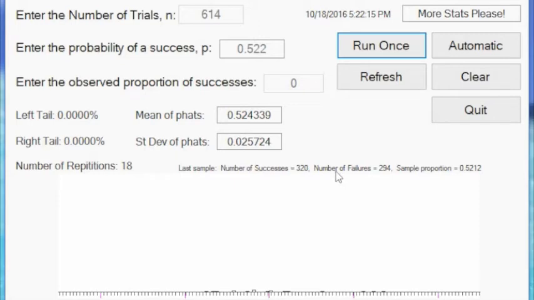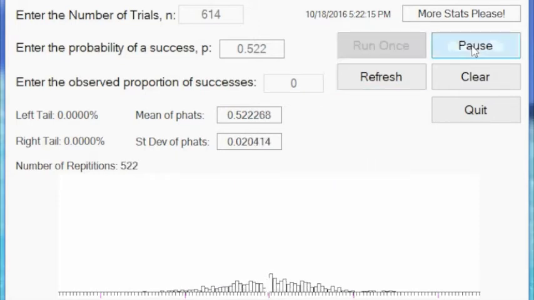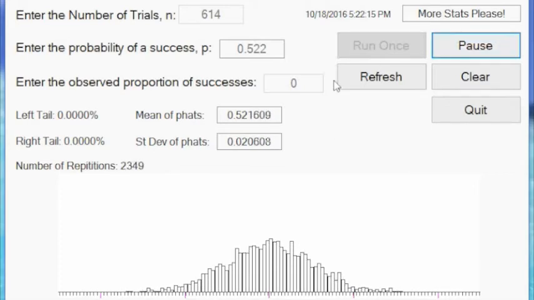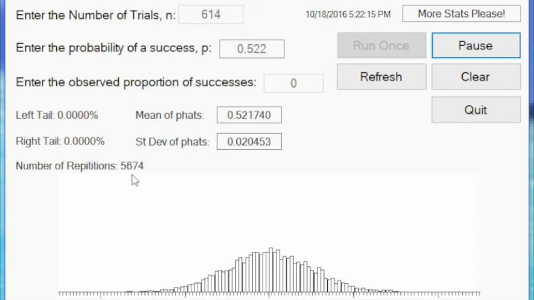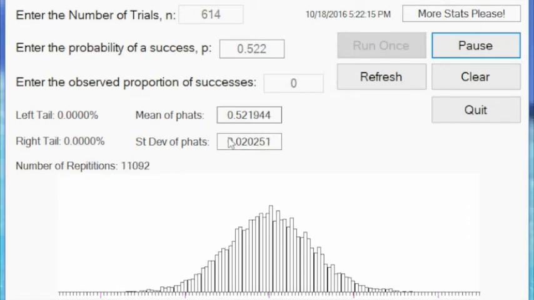So I want to start seeing if there's any patterns in this, so I'm going to click automatic to start generating these faster and just start seeing what happens. So we're getting into the thousands of times we've done this. We've got lots and lots of p hats. And based on what we saw before, none of them are equal to the 0.522. Some are to the left, some are to the right.